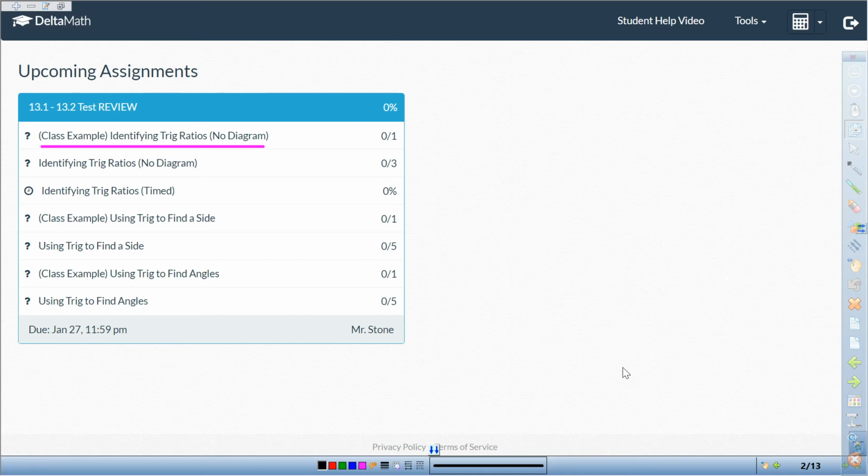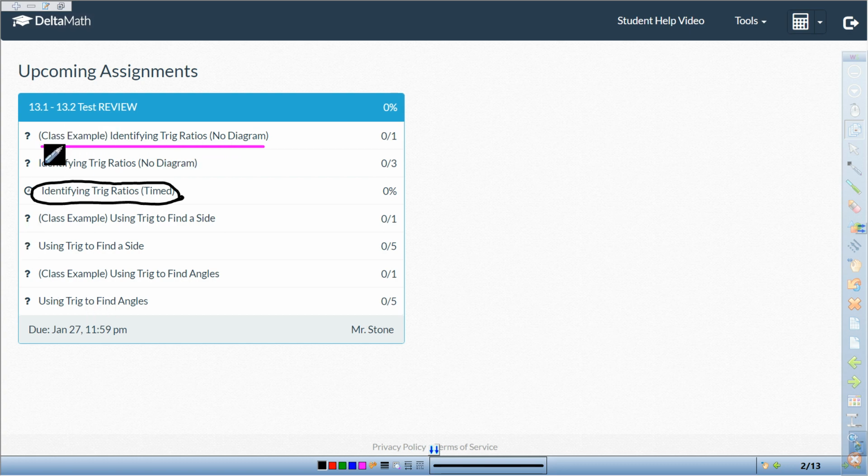All right. Hey, everybody. So we're looking at our 13.1, 13.2 test review today. Basically, what I'm going to be doing here is just going over the class examples, and then I'll be leaving the rest of this to you. Make sure you're showing work on all of these problems besides this identifying trig ratios section. You can just do that right on DeltaMath. Everything else, make sure you're showing some work.